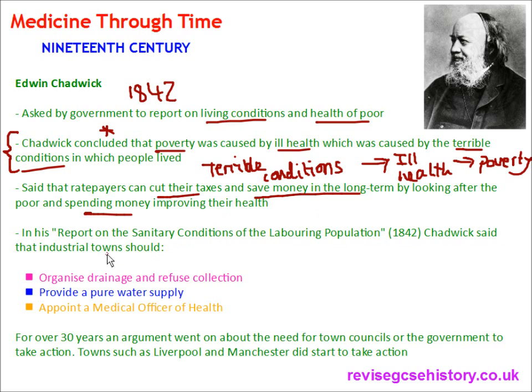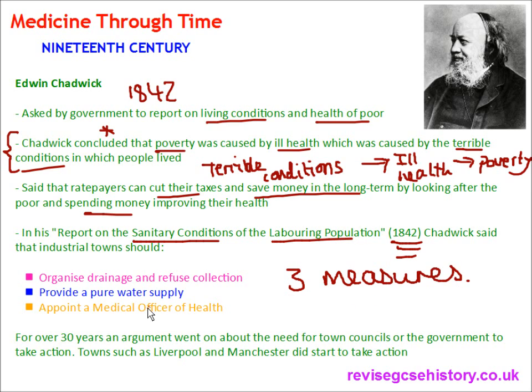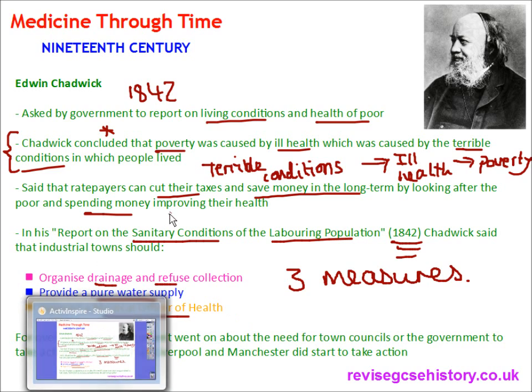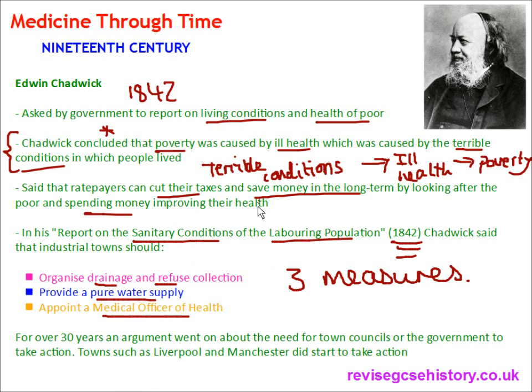And he wrote a report called a Report on the Sanitary Conditions of the Labouring Population, published in 1842. You do need to know that date. Chadwick said in this report that industrial towns should take 3 measures. The first, that they should organise drainage and refuse collection, provide a pure water supply, and appoint a medical officer of health. So that's what Chadwick said industrial towns should do.